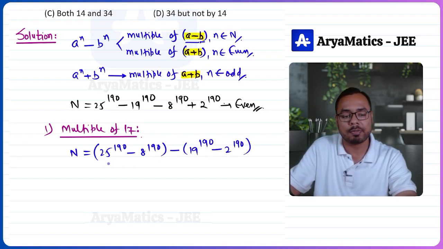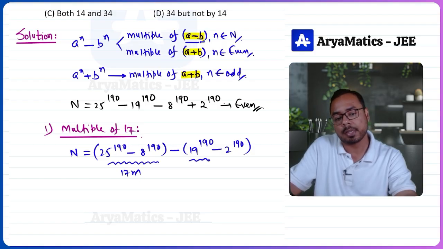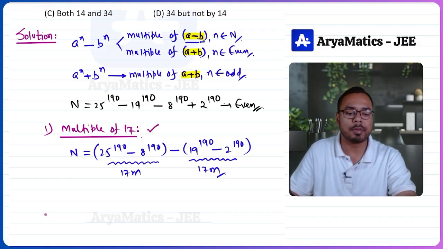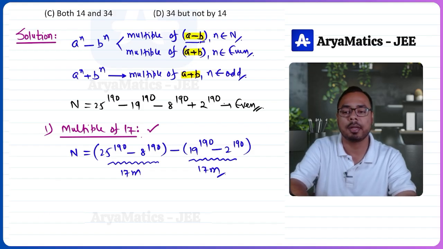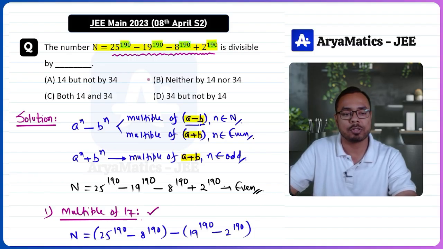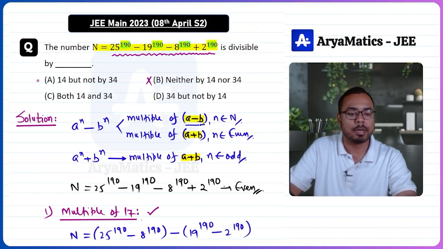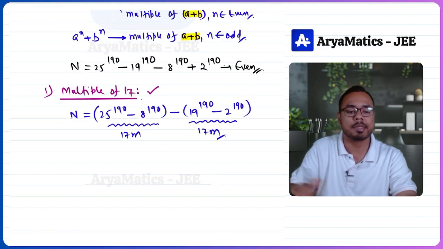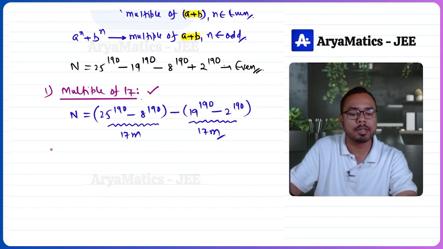Now clearly you can see that this first term is a multiple of 25 minus 8, that is 17. Similarly, the second number is also a multiple of 17, and therefore their difference is also a multiple of 17, right? So this number n is a multiple of 17 as well as an even number, so it must be a multiple of 34. That means option B is incorrect. '14 but not 34' is also incorrect. Now we have to check for 14, and because we have already established that it is even, we need to check for 7.